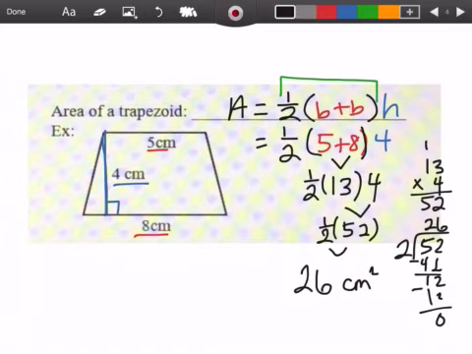All right, make sure you have the formulas and your examples copied into your notes, and we're going to practice this tomorrow.